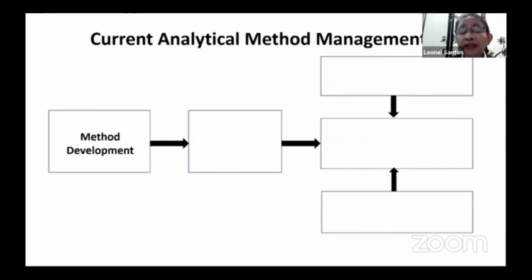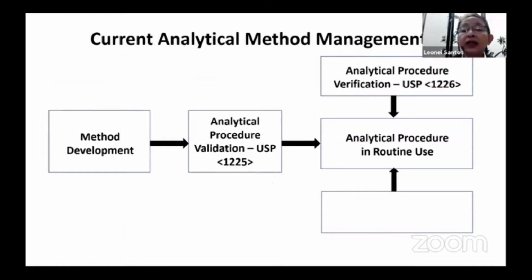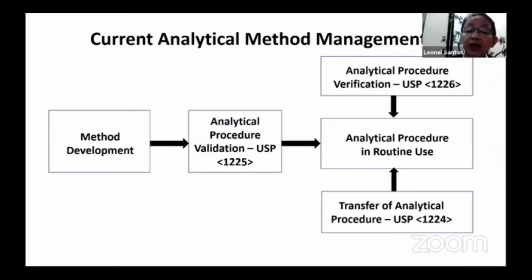So just as a summary, a method typically goes from the development stage to validation. So the validation guidelines based on USP is General Chapter 1225. So this procedure or methods are routinely used in a laboratory. Either there is a need to do a verification of the product being produced, or there is a need to transfer the analytical procedure, for example, from a research lab to a manufacturing site.